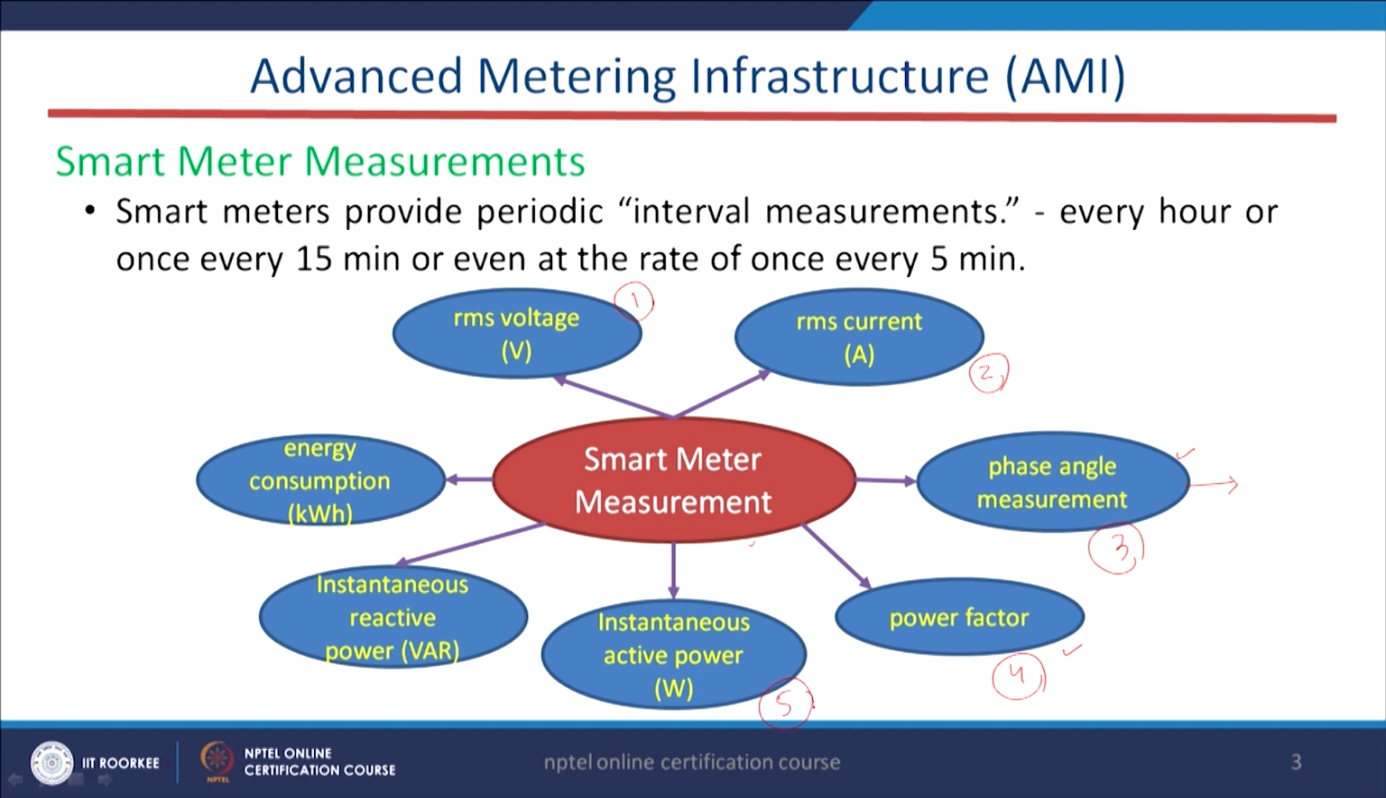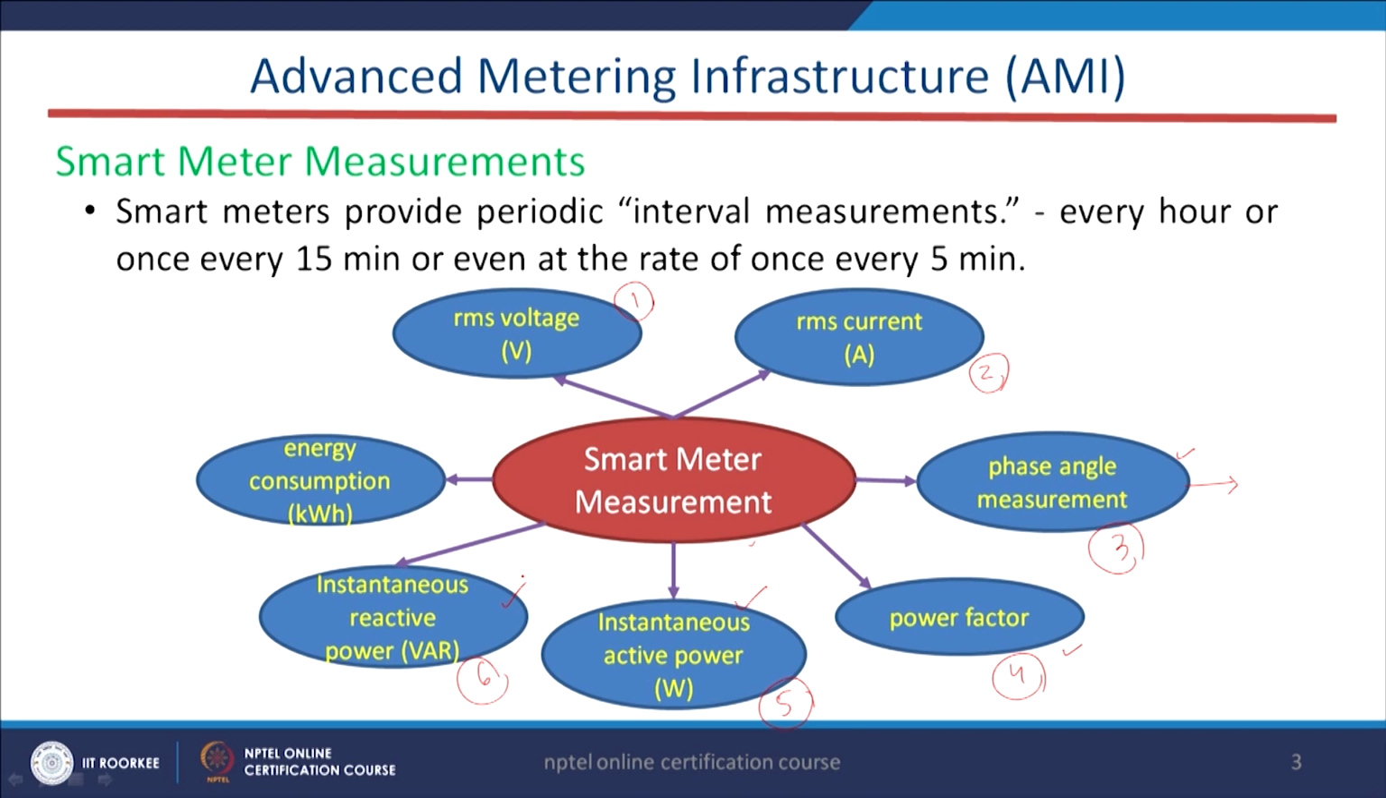The fifth one is the instantaneous active power. How much power is consumed by the customer can also be measured using this smart meter device. The sixth one is the instantaneous reactive power. So, we are talking about 2 powers here: one is the instantaneous active power and the next one is the instantaneous reactive power. These 2 powers we can also measure using the smart meter technology.